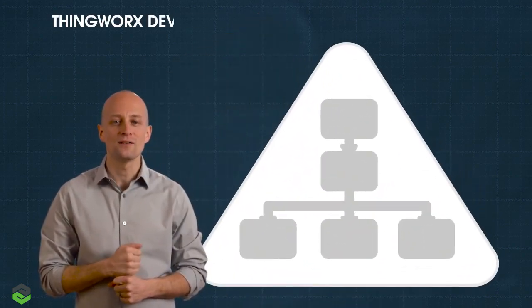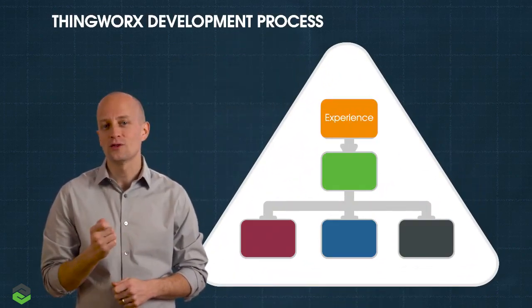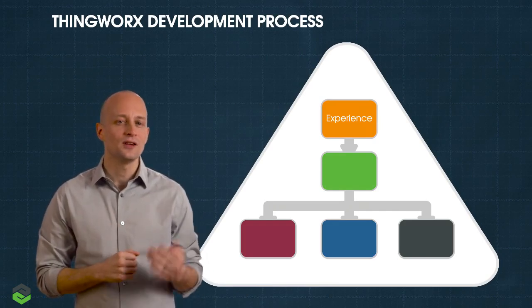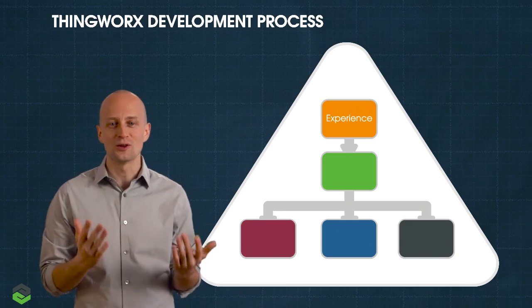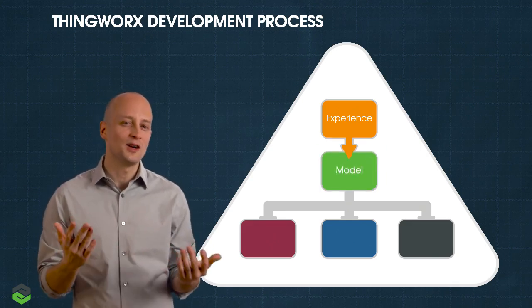What I want to do now is introduce the core concept of this course. It is called the ThingWorx development process, and it will serve as your guiding framework for you to develop IoT solutions. This process has 5 core components. First is experience. This stage focuses on identifying the use cases and associated value of your IoT solution. The second component is model.